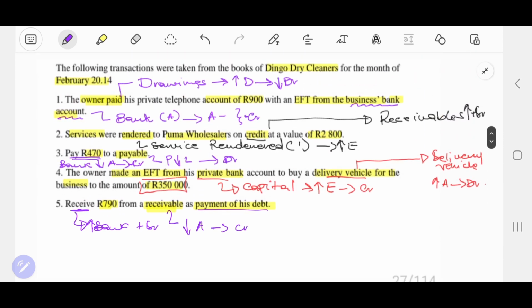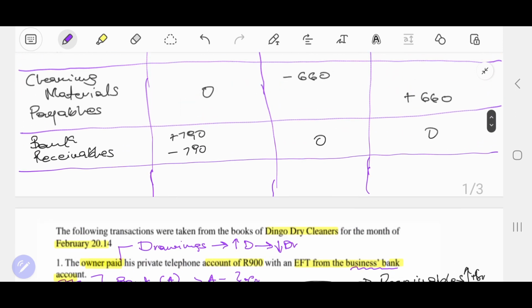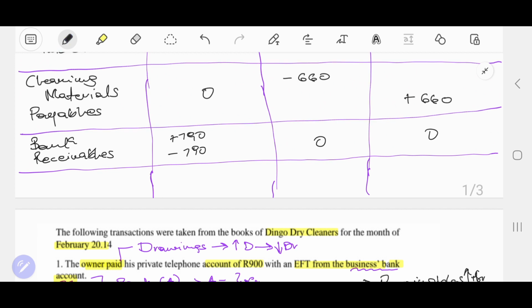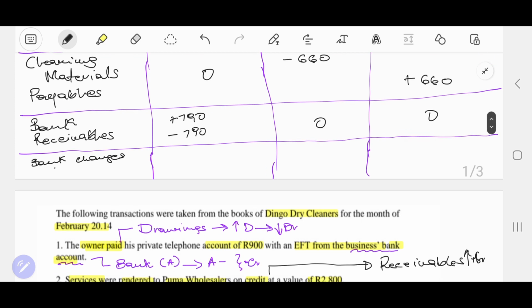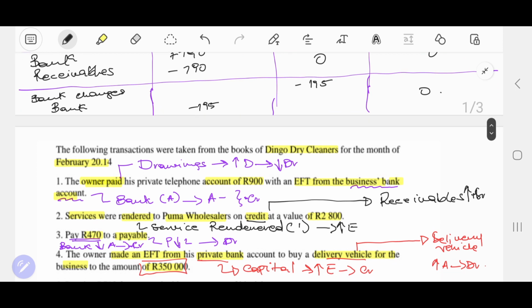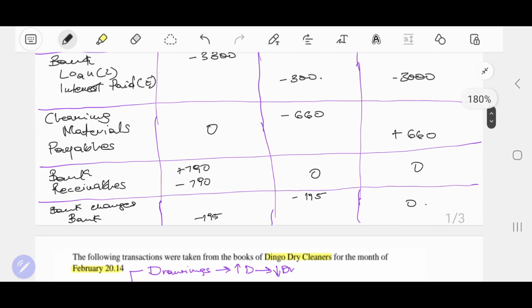So we'll have your bank charges, and then we'll have your bank account. So bank charges are going to result in a decrease in equity by 195 rand. Then bank is also going to go down by 195. Then here is 0. So this is essentially how you record transactions in an accounting equation.